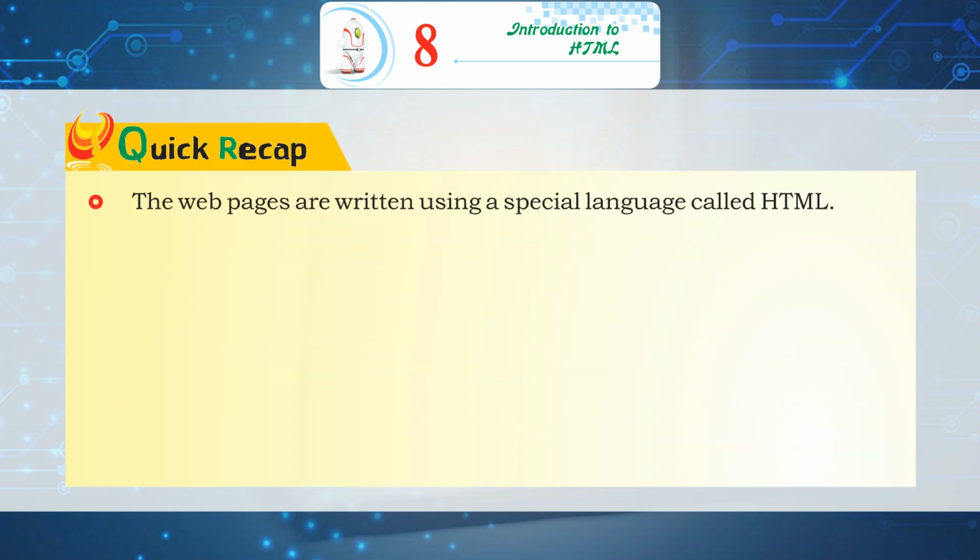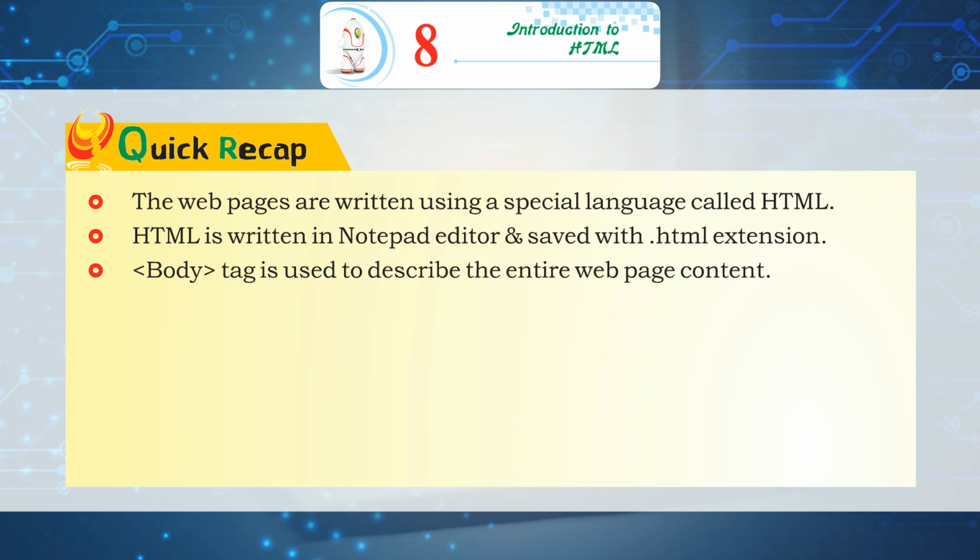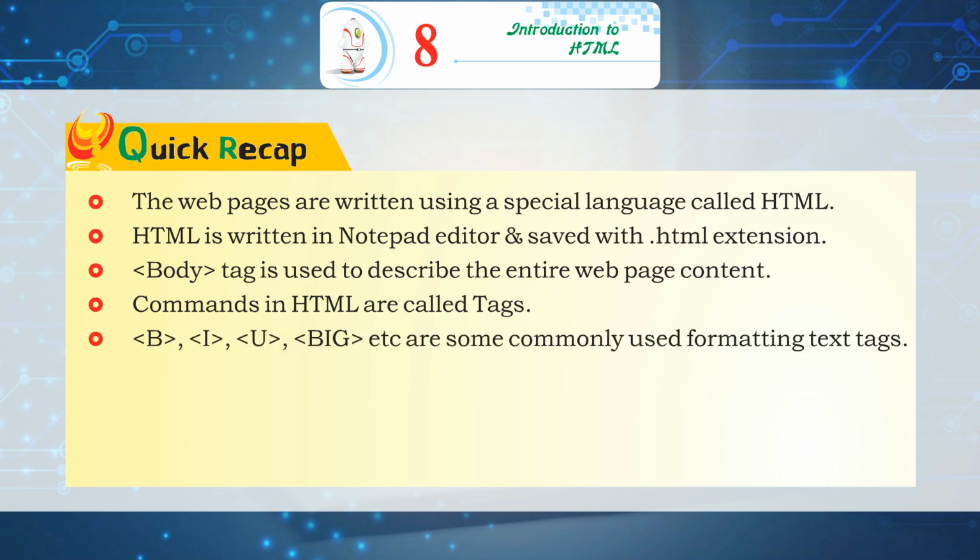Quick recap. Web pages are written using a special language called HTML. HTML is written in the Notepad editor and saved with the .html extension. Body tag is used to describe the entire web page content. Commands in HTML are called tags. B tag, I tag, U tag, big tag, etc. are some commonly used text formatting tags. BR tag is used to insert a line break in an HTML file.